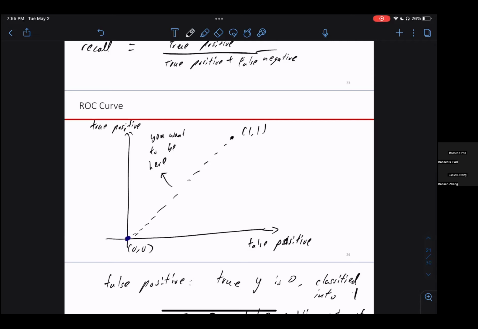You'll be surprised how many classifiers end up in this range, especially once the problem gets complicated. There are complicated classifiers you can train that end up here, which is worse than randomly flipping coins.